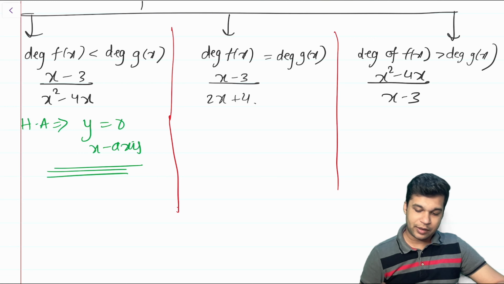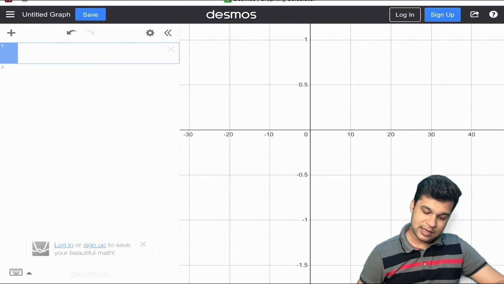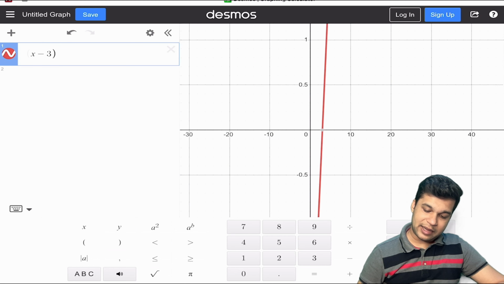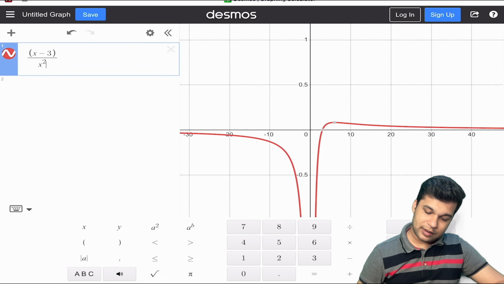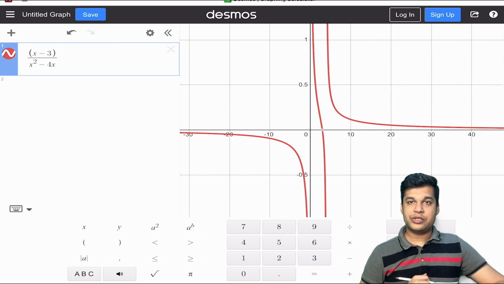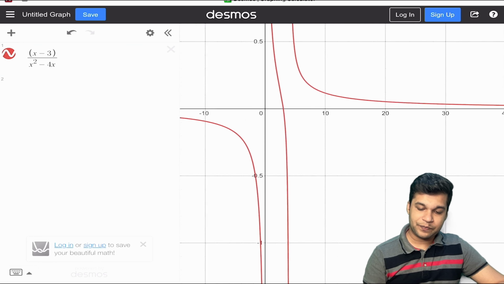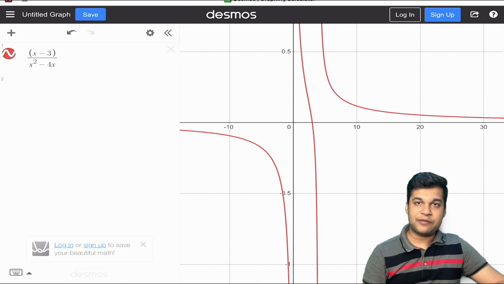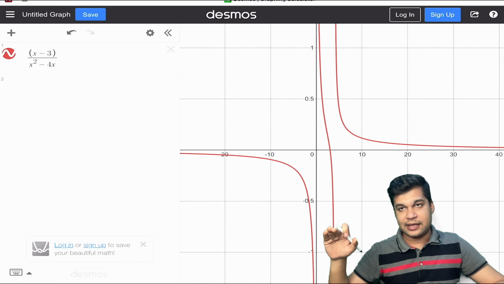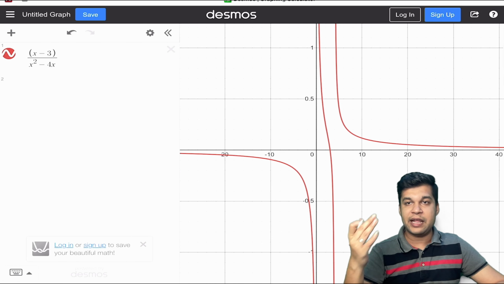If you want to check, you can check. The example is x minus 3 divided by x square minus 4x. Okay, so if you see carefully, if you observe the x-axis, the curve is trying to touch the x-axis, or you can say that the x-axis is trying to touch the curve, but they never touch.